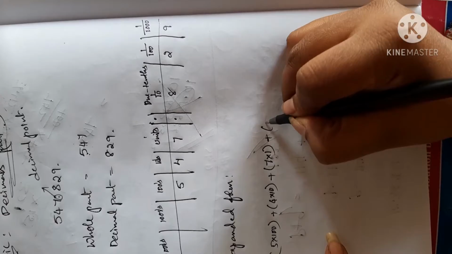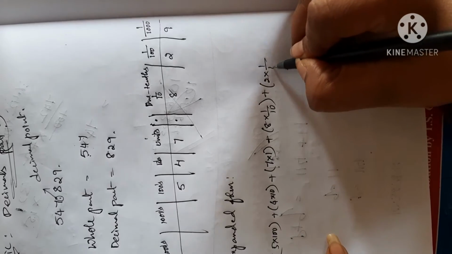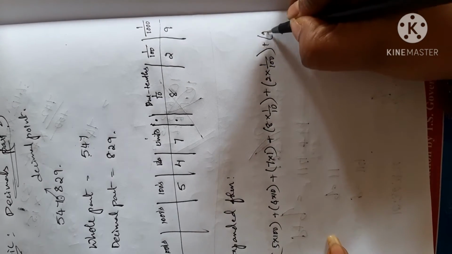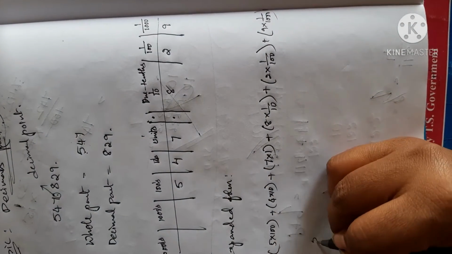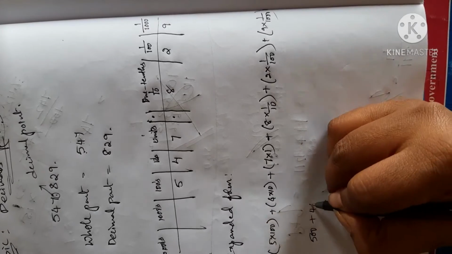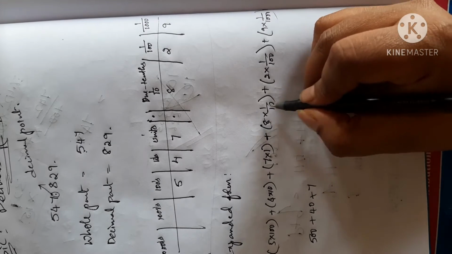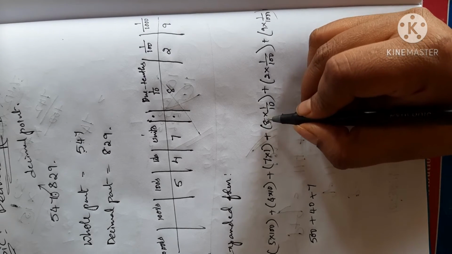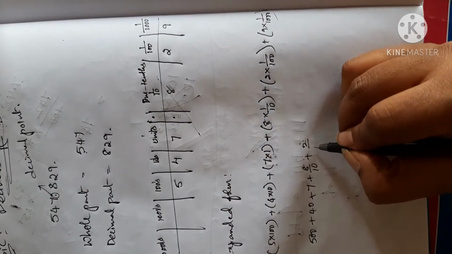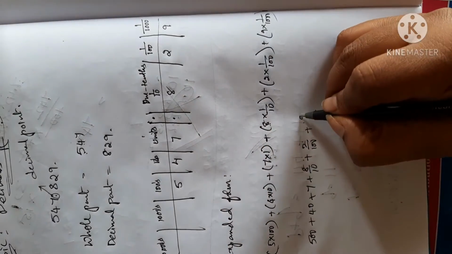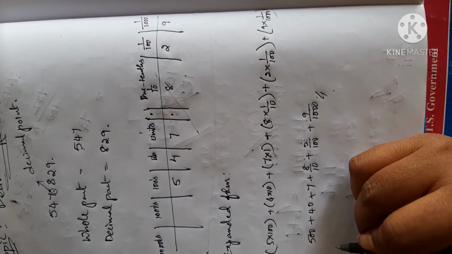Plus 8 is in which place? 1/10th place. Now 2 is in which place? 1/100th place. And 9 is in which place? 1/1000th place. Now how to expand? 5 into 100, 500, plus 4 into 10, 40, 7 ones are 7. Now when you are multiplying a whole number to a fraction, it is always multiplied to the numerator. 8 ones are 8/10. Next 2/100 plus 9/1000. So this is the expanded form.